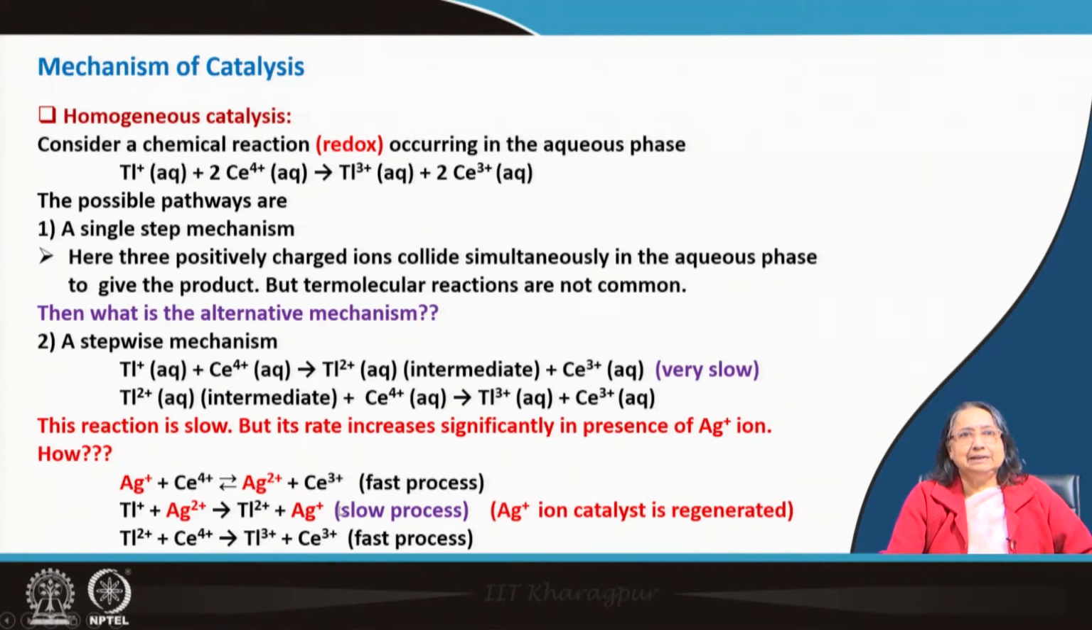So, this is the second step, a slow process, and then the last step is again a fast process. Thallium 2+ and cerium 4+ form the intermediate, so it should be removed, meaning consumed. Again thallium 3+ is coming, cerium. If you combine these two, then you will see that it is coming here. So, this is a mechanism, and this is a homogeneous reaction, homogeneous catalysis. This way we can think of it.